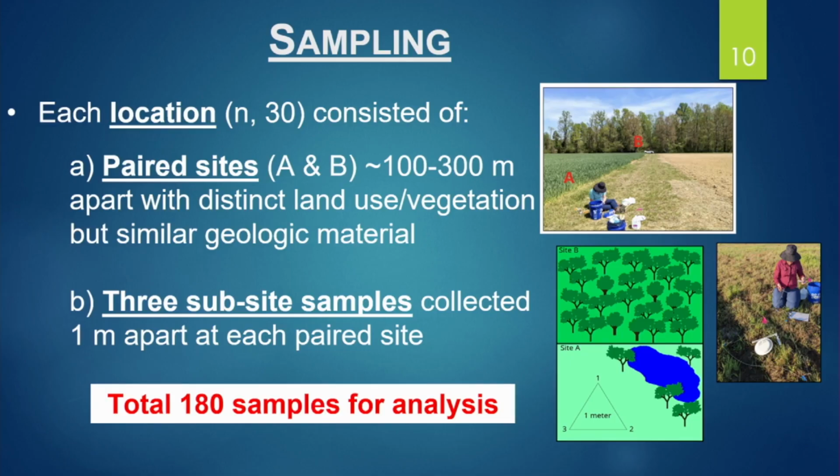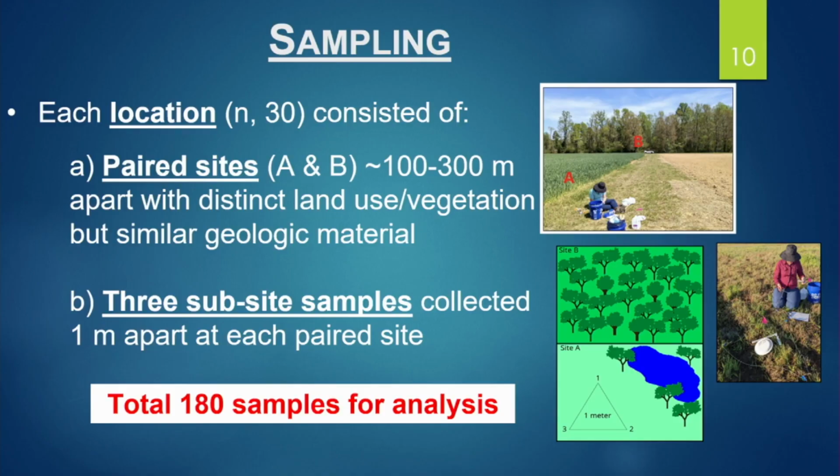So at each of the 30 locations, we had paired sites. So you can see here in this top image, these were about 100 to 300 metres apart. They had very similar parent material, but the land use differed between those A and B sites, as you can see here, and it's also given here in a graphic.